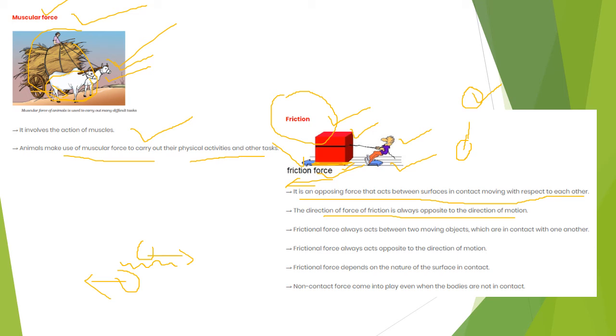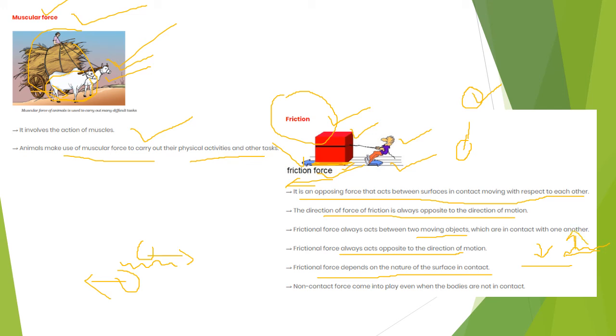The frictional force always acts between two moving objects. So when the two objects are moving, in there only the frictional force will be there. Frictional force always acts in the opposite direction, as I told you already. Frictional force depends on the nature of the surface. For example, if there is a smooth surface, the friction force will be less. But if the surface is not smooth, like a rough surface, the friction force will be high.